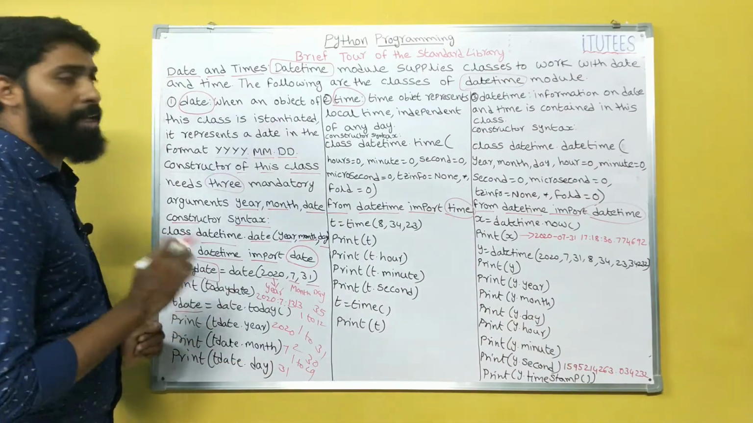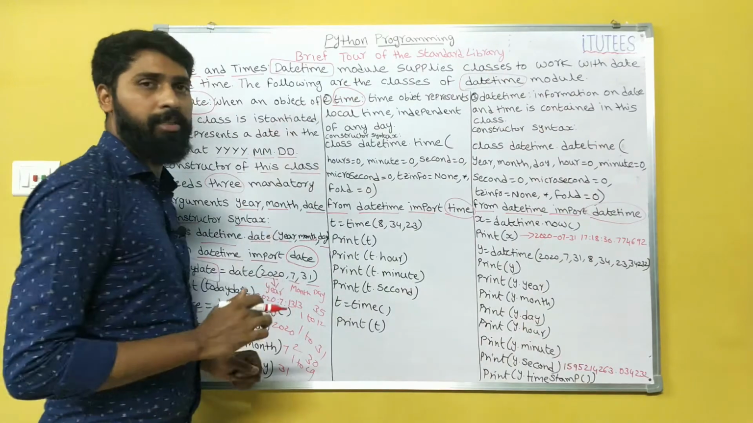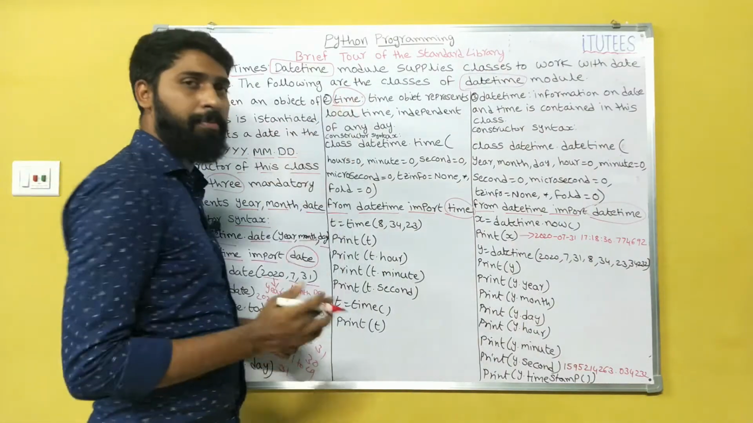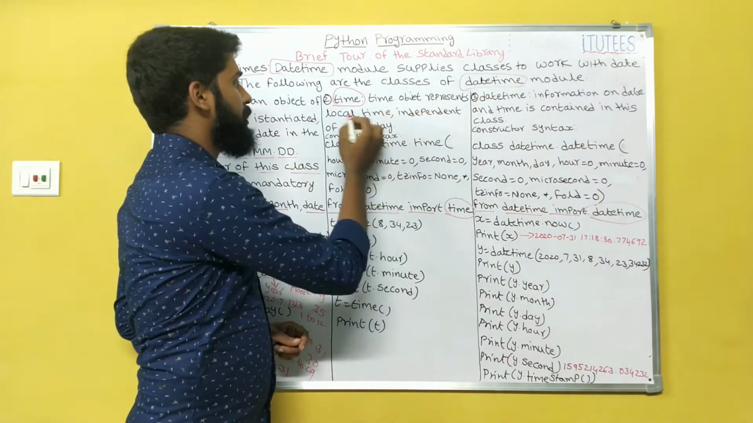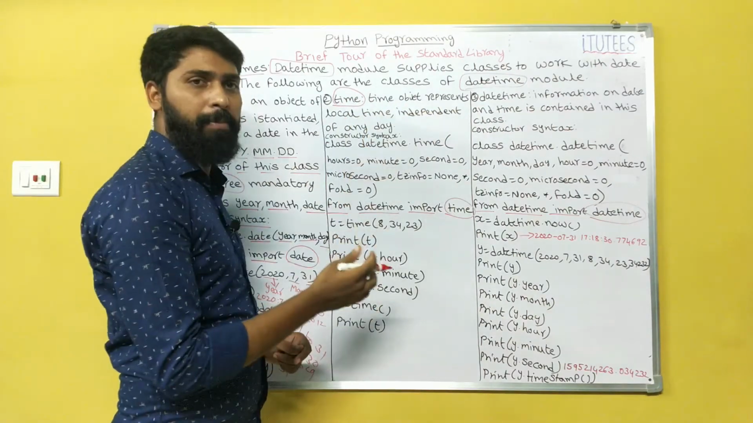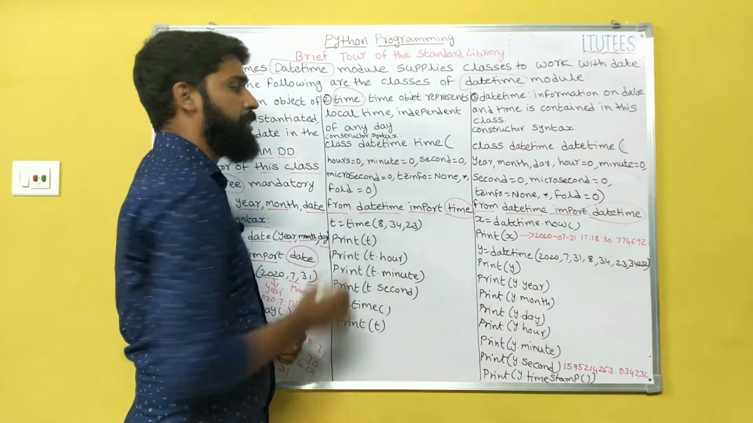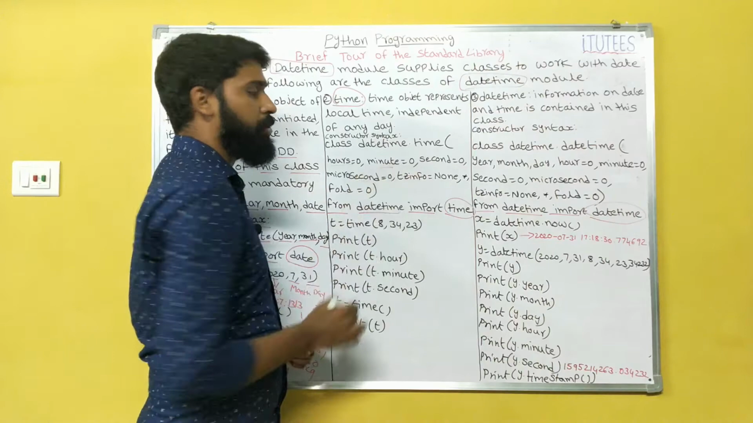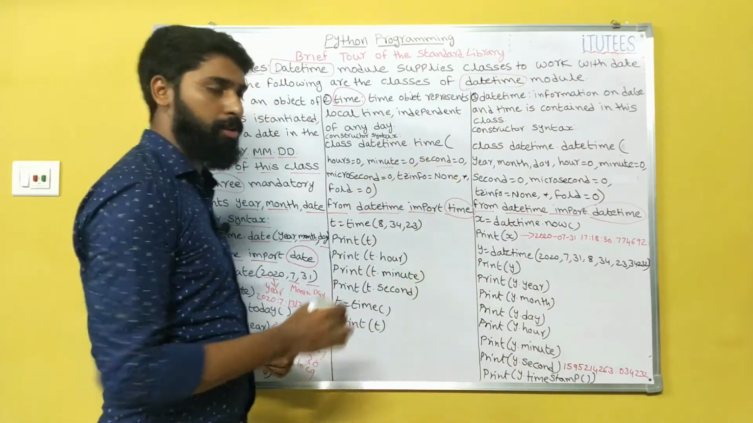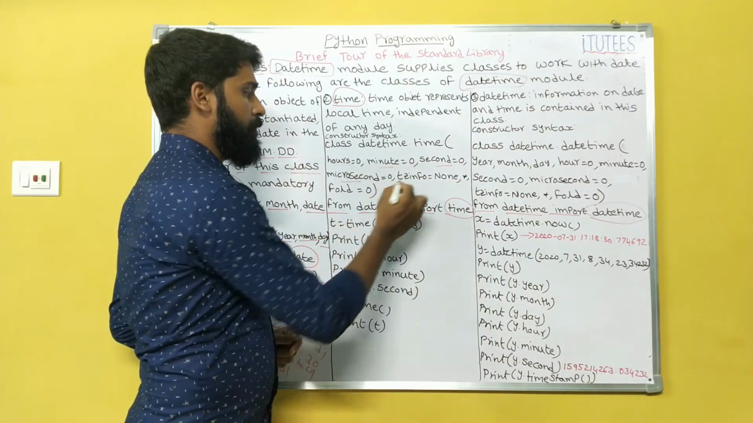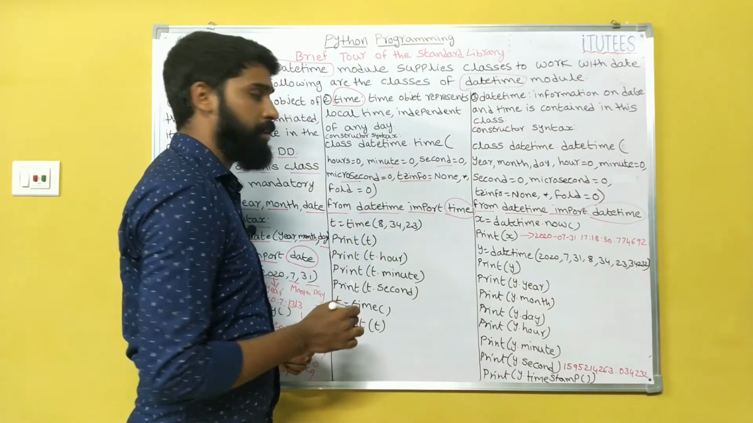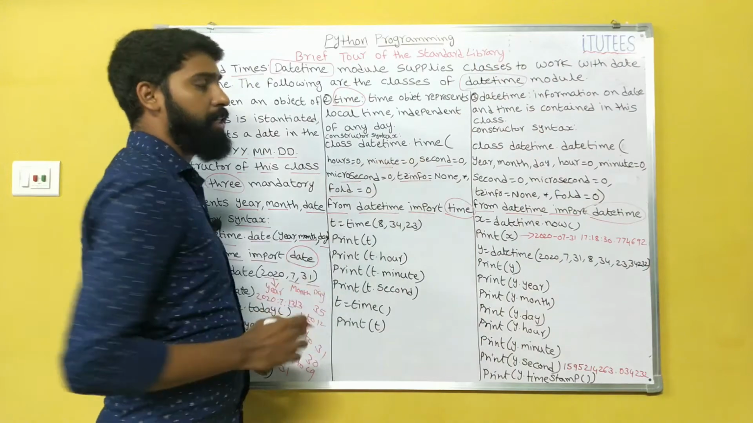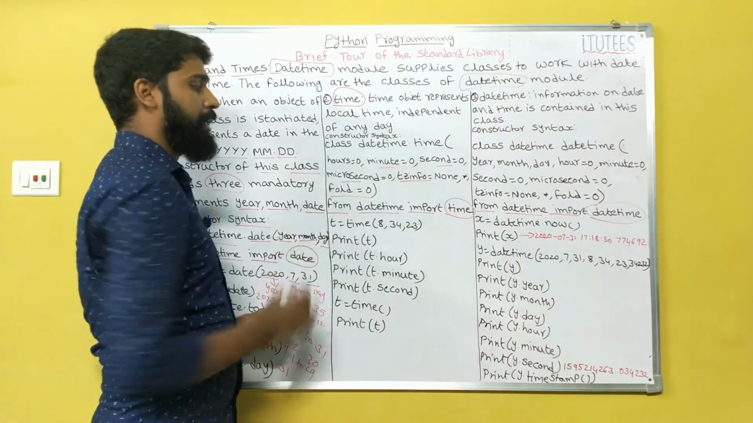In a similar way, the next class is the time class. The date class represents dates, and similarly the time class represents time. Time objects represent local time independent of any day. The constructor syntax is hour equals 0, minute equals 0, second equals 0, microsecond equals 0, tzinfo equals None, asterisk, fold equals 0. So this is the syntax of the constructor in the time class.